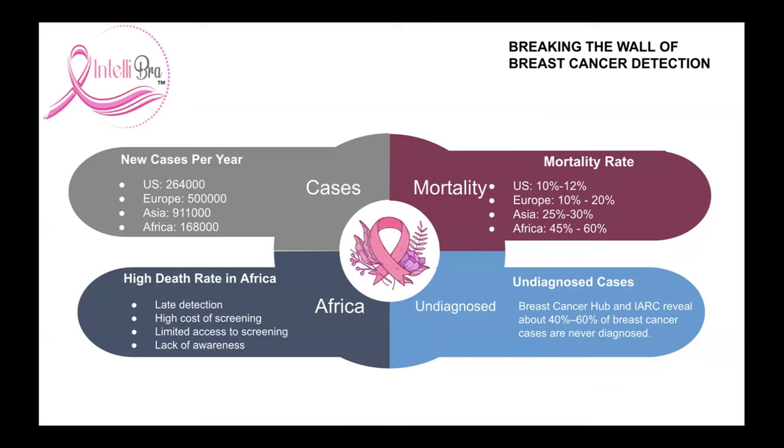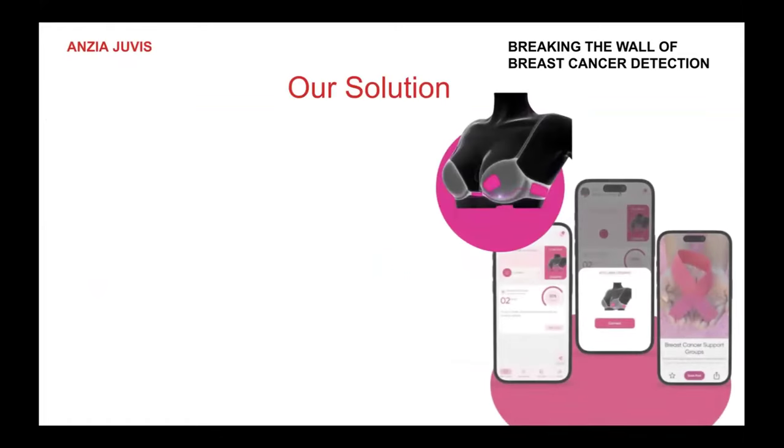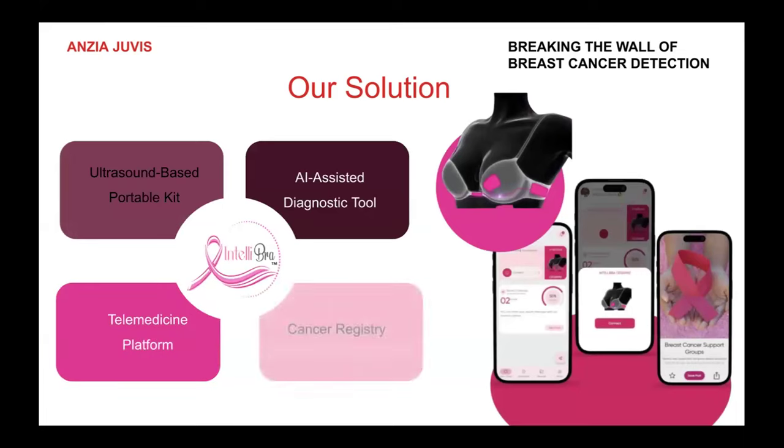Africa, many research have demonstrated that the cases that are not actually diagnosed could be equal to or more than the cases that are diagnosed. About 40 to 60% of the actual cases of breast cancer in Africa are not diagnosed. And this led us to developing our solution named IntelliBra.